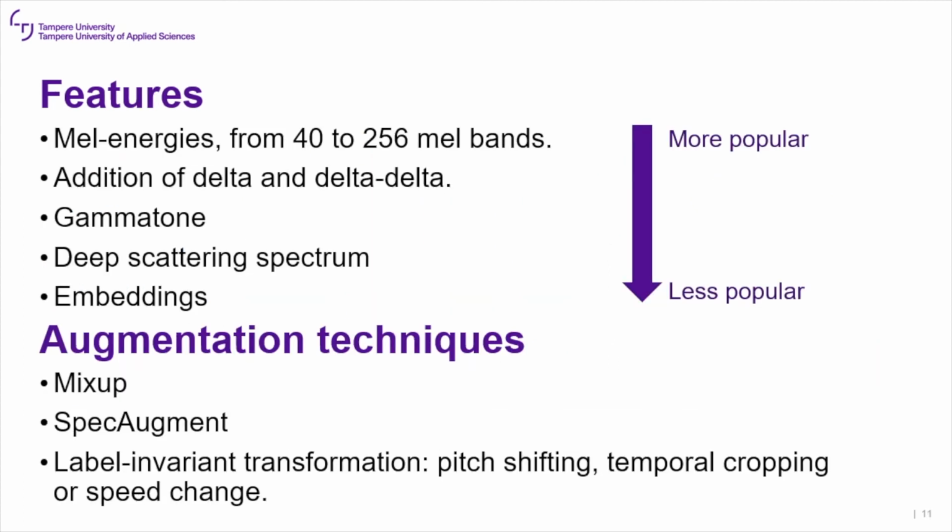Regarding features, all top 10 teams use mel energies. 3 out of 30 do not use log mel. Instead, they use other ones like gammatone, scattering spectrum, and embeddings, for example, like OpenL3. Augmentation techniques are used also, like mixup, used by 20 teams, and SpecAugment by 10 teams. Other techniques are commonly used to improve the performance of CNN networks.